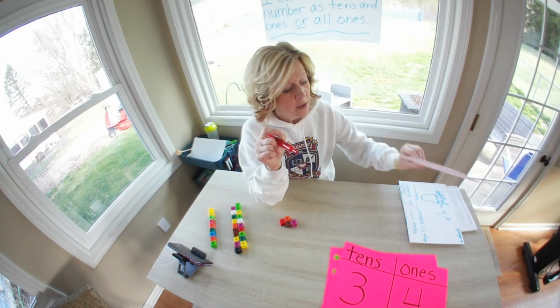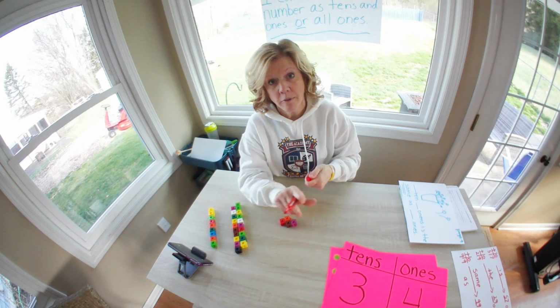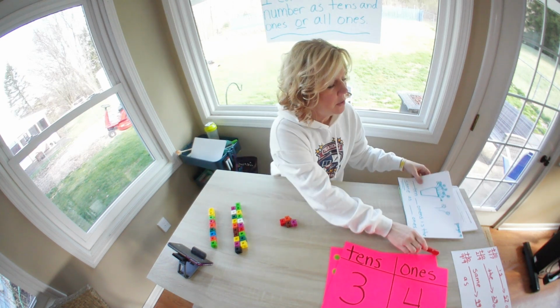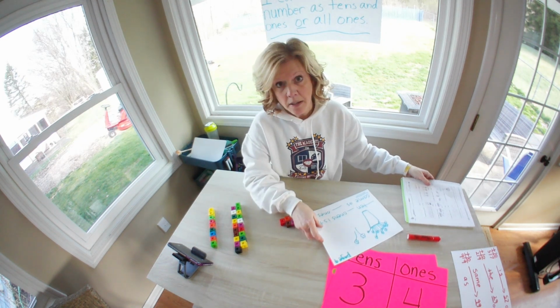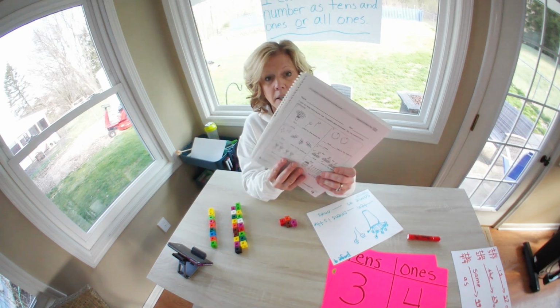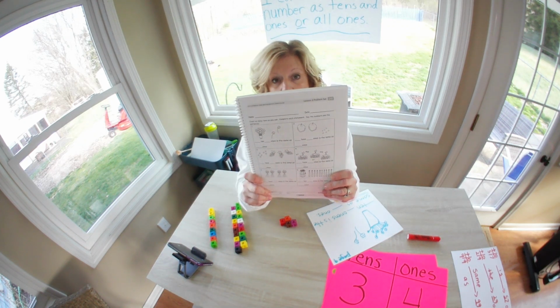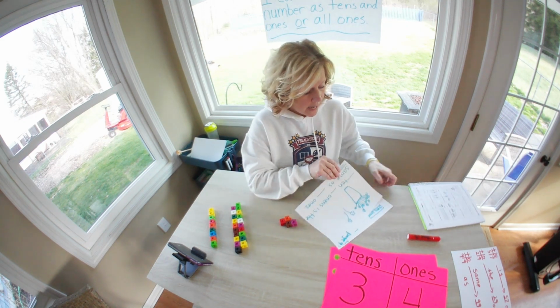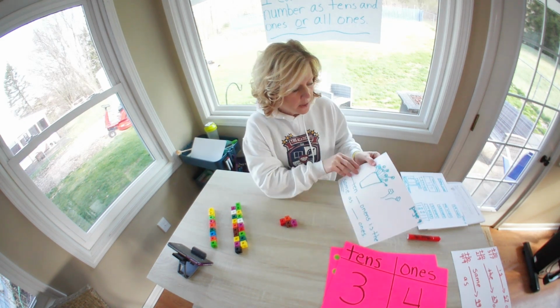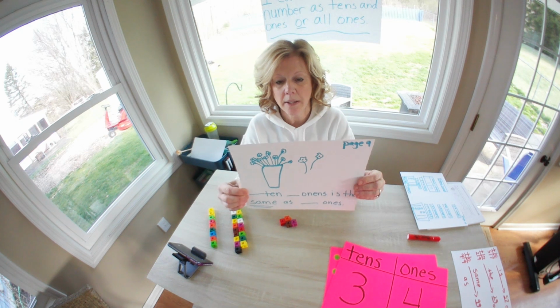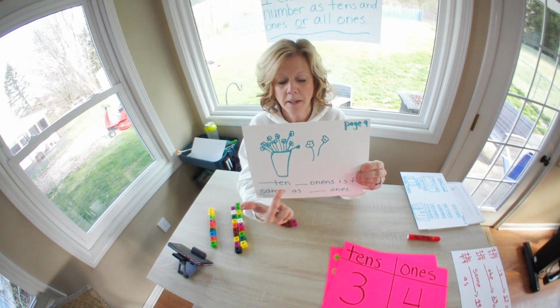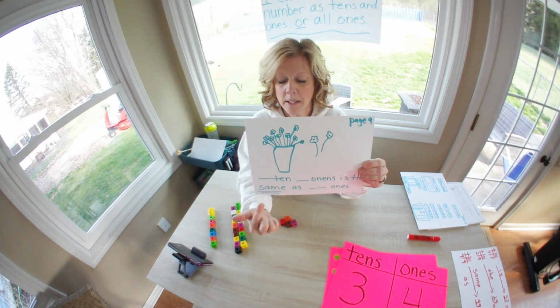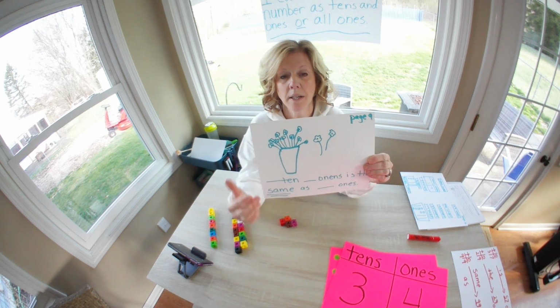Okay, now it's time for us to look at our assignment for today. What we're going to do is page 9 and page 10 in your books. Page 9 looks something like this. And we're going to do the first problem together. So on page 9, the first thing you see is something that looks like this. It says blank 10 and blank 1s is the same as blank 1s.